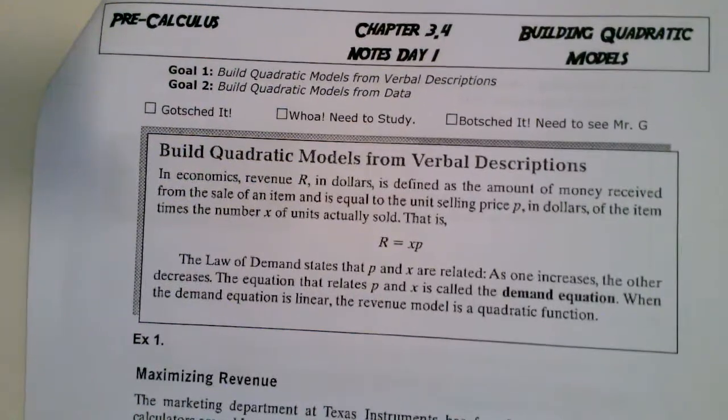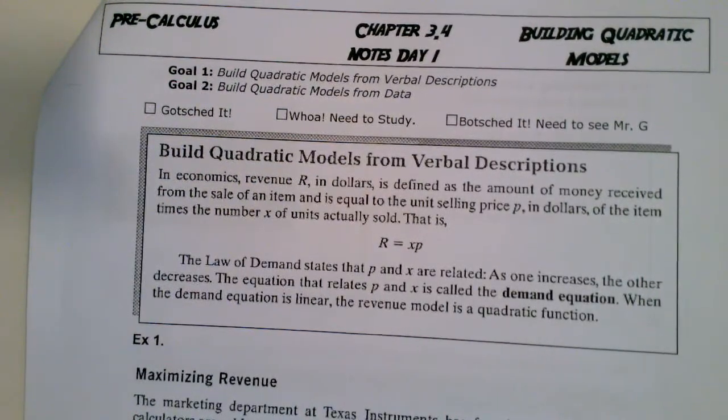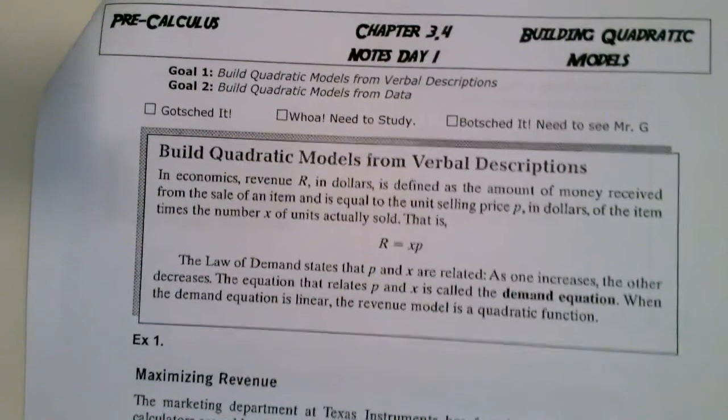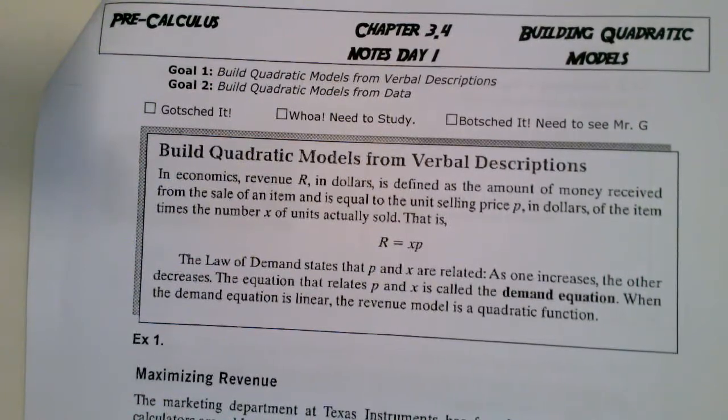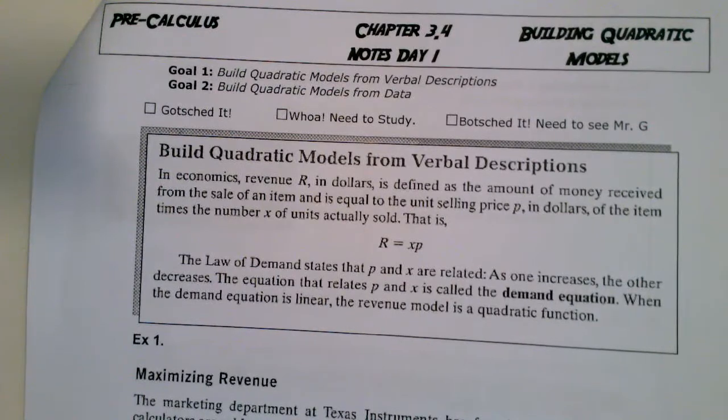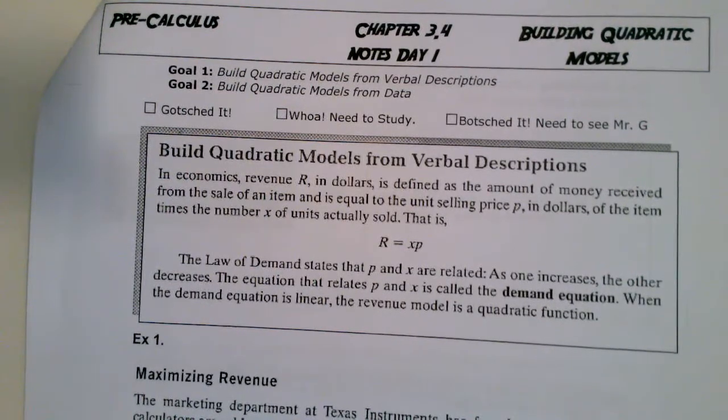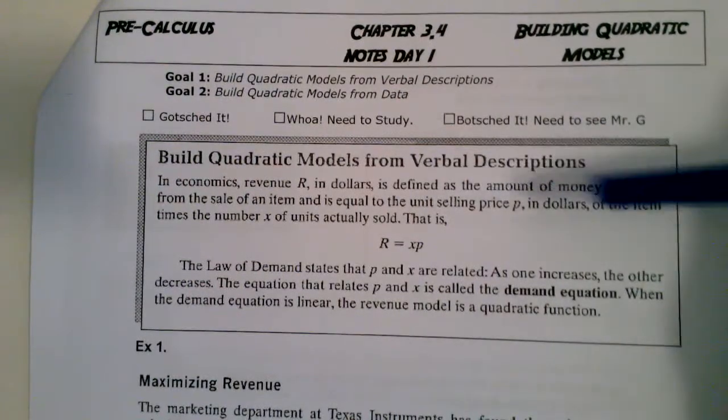Right, ladies and gentlemen, we're starting with chapter 3-4, notes, day 1. We're building quadratic models, and we're going to do that with verbal descriptions, and then from data. We'll do the data one tomorrow. So this one is basically all word problems. Some of it's pretty easy to set up, so let's get started. Building a quadratic model from verbal descriptions.